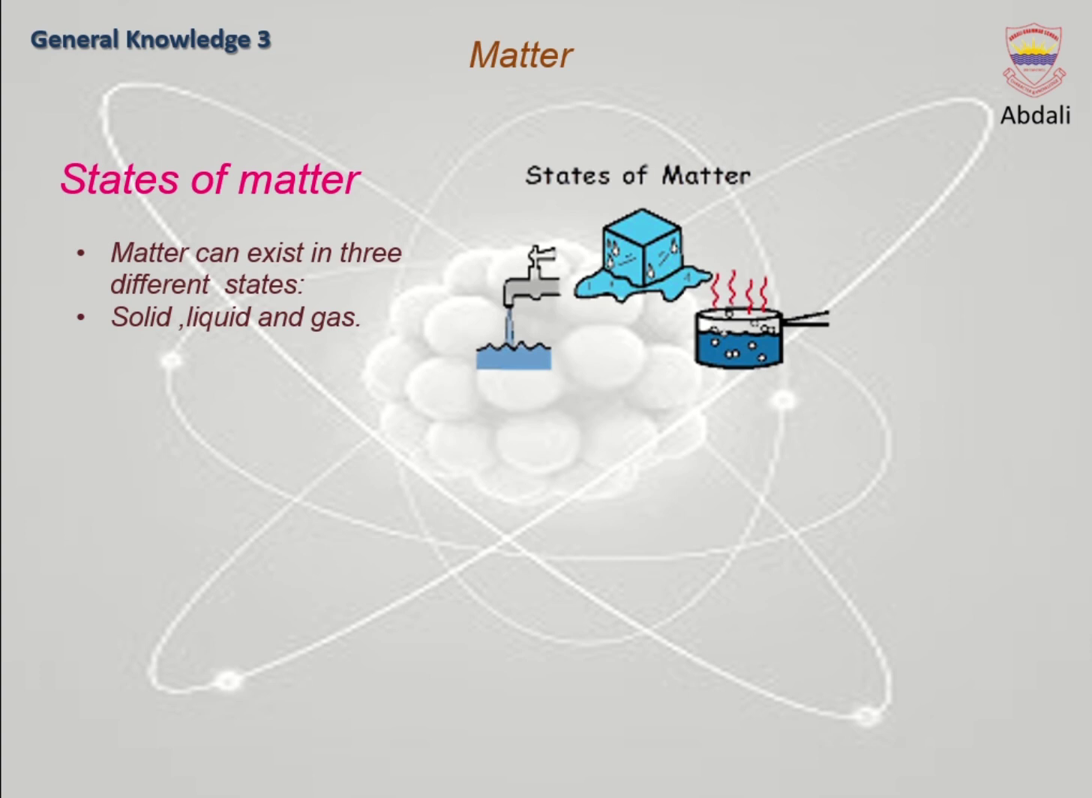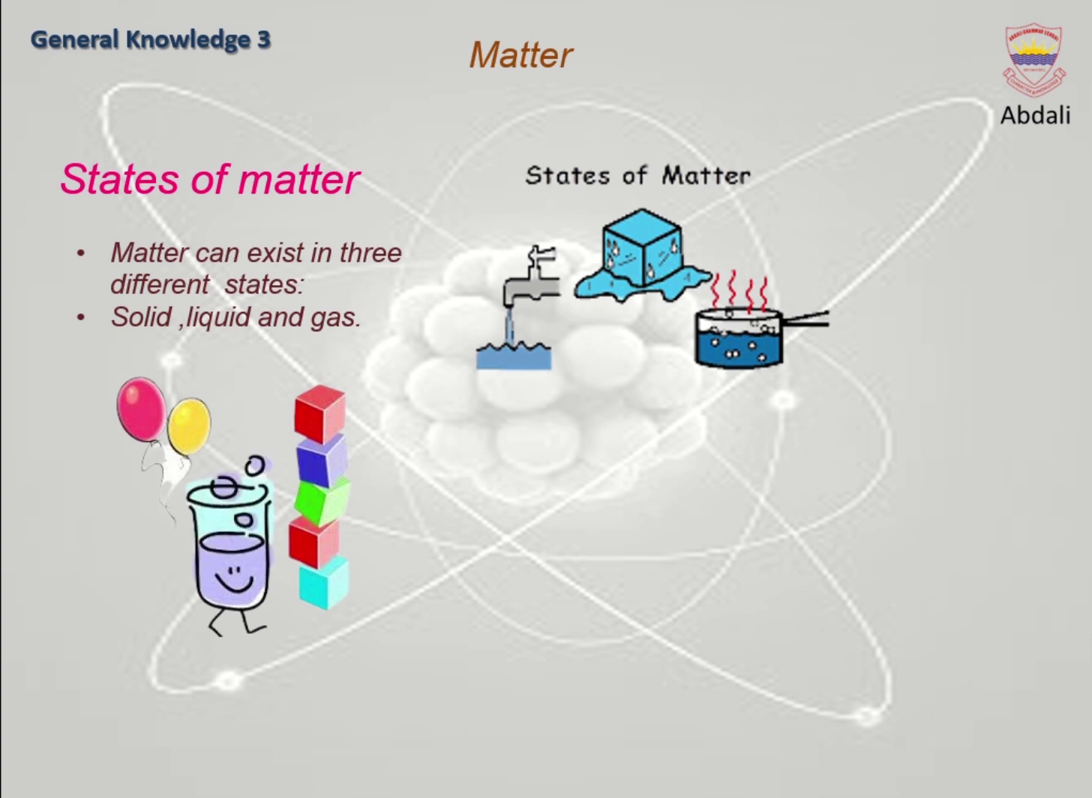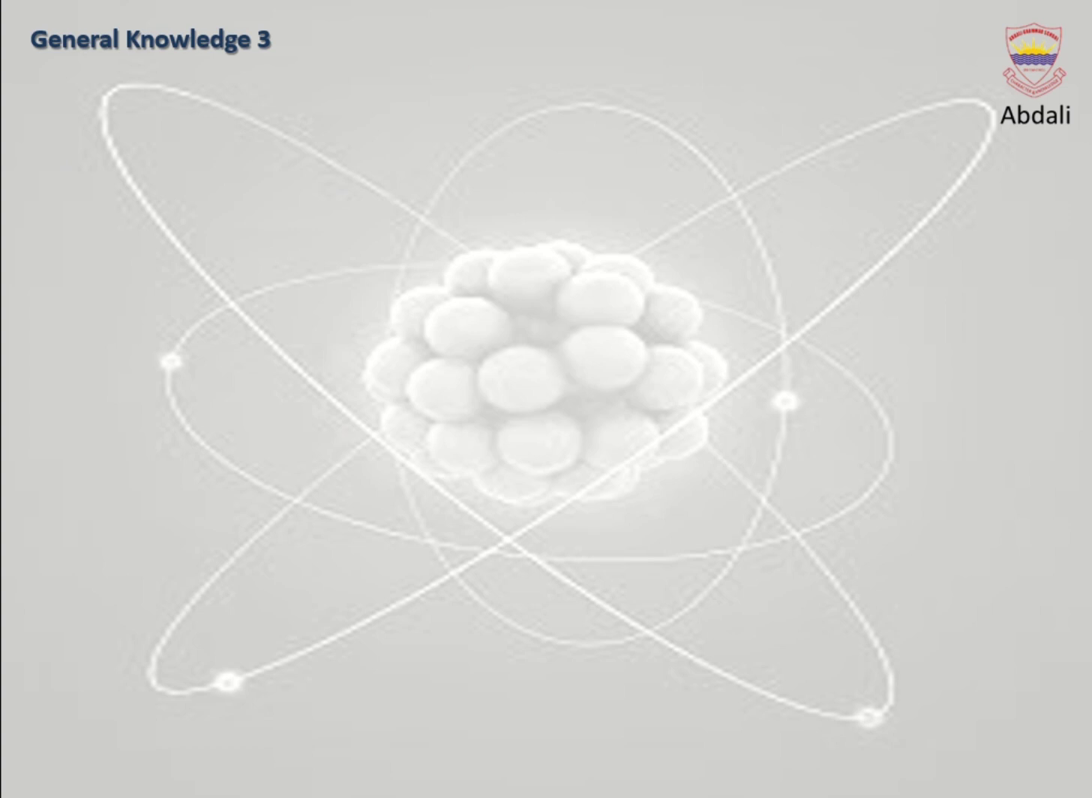States of matter. Now, let's talk about the states of matter. Matter can exist in 3 different states: solid, liquid, and gas. Each state has its own unique properties. Solids have a fixed shape and volume. Think about your favorite toys or a pencil. They don't change their shape easily.